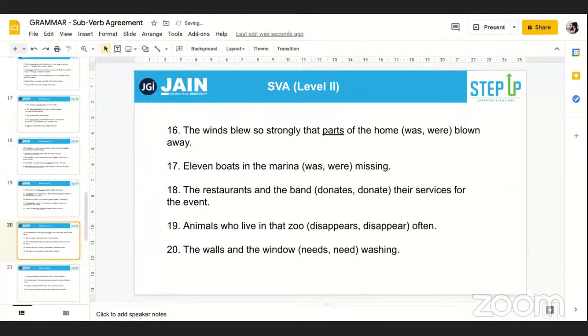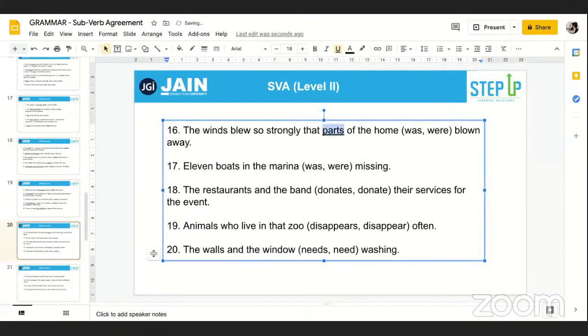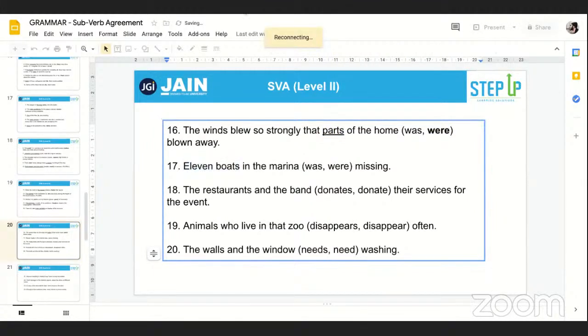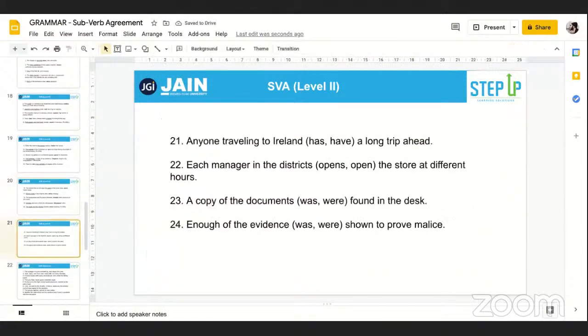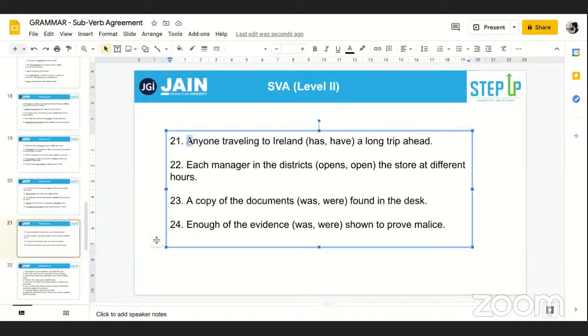The winds blew so strongly that parts of the home were blown away. You need to identify the subject. Yeah, this is easy. Number 19. 20. Has. Yes, it's plural, so the answer is has.